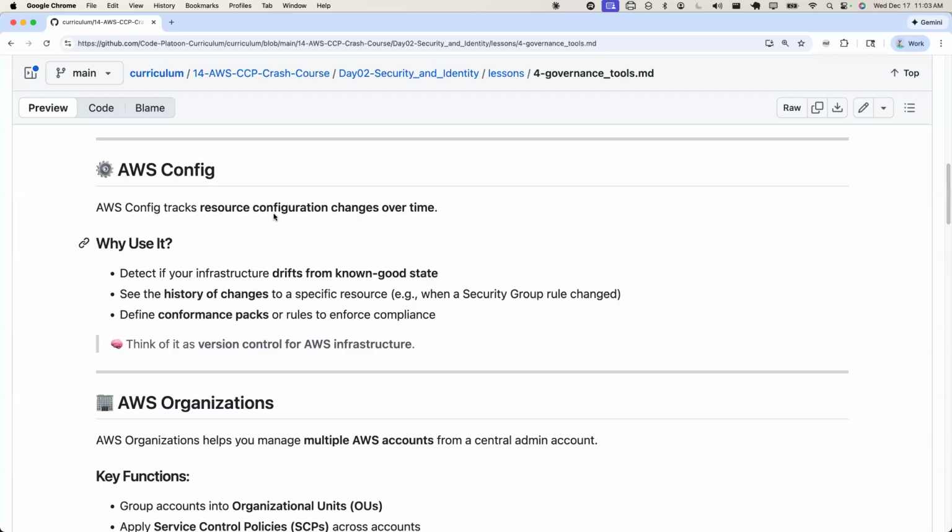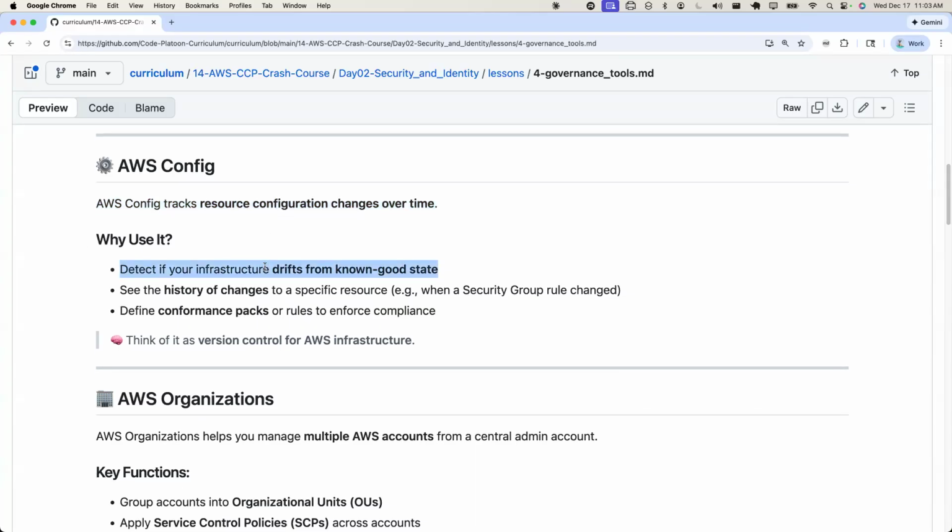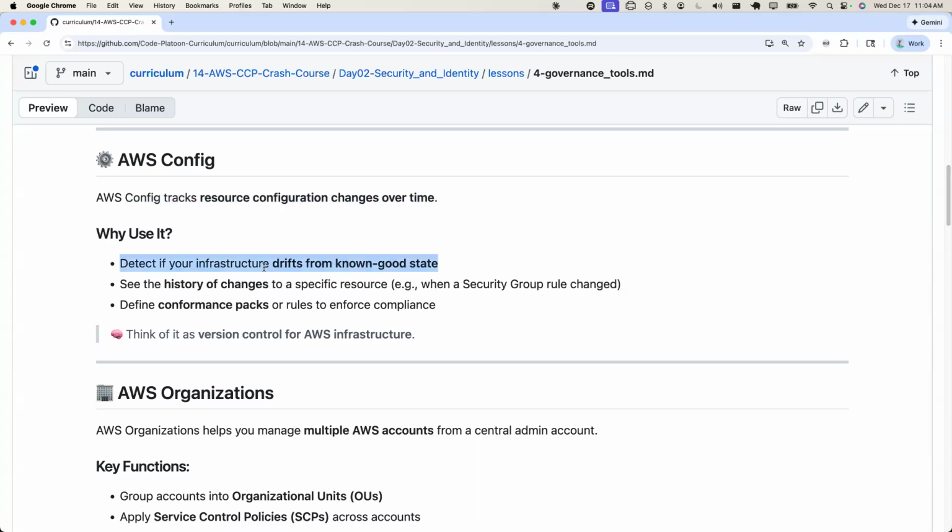There's another tool called AWS Config. This tracks when these configs change over time, which can be useful just to know if a security group changed when it wasn't supposed to. Also, kind of like version control, seeing the history of changes. And we could even have rules to enforce. As it says here, AWS Config is like version control for AWS infrastructure. It's version control for our resource configurations. If I change what security groups an EC2 is in, AWS Config should track it.